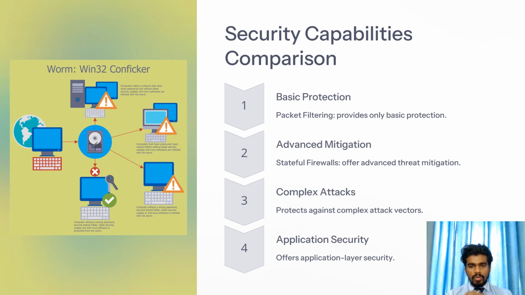When it comes to security, packet filtering provides basic protection, allowing or blocking packets based on static rules. Stateful firewalls offer advanced threat mitigation by detecting unauthorized access attempts. Packet filtering is ineffective against complex threats, whereas stateful firewalls can prevent them. Stateful firewalls can inspect traffic at the application layer, making them a more robust solution for threats.